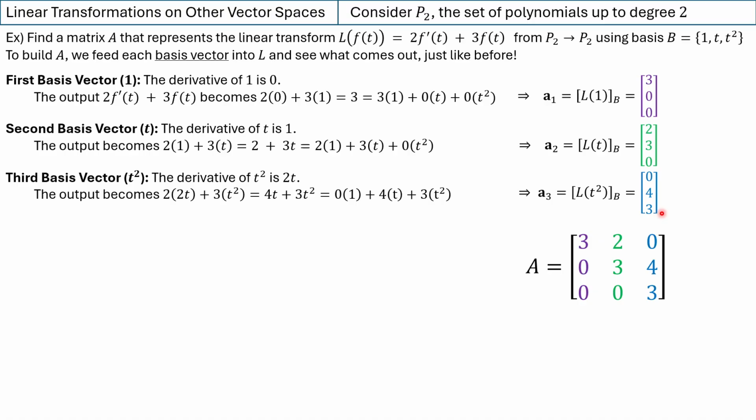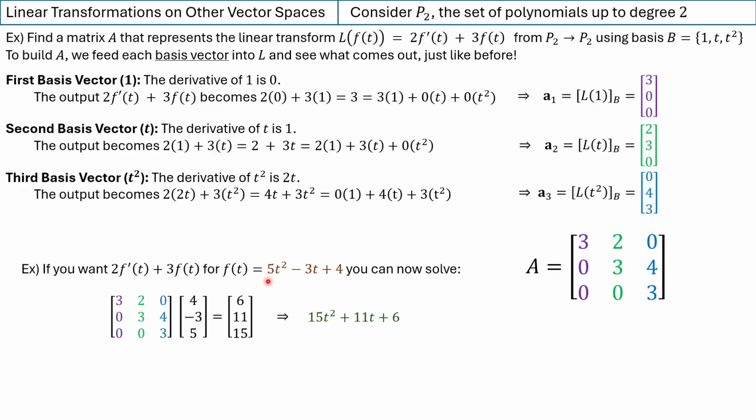Now all we have to do is put these columns together side by side and we get our matrix A. We have now successfully converted a derivative function into a matrix, all right? So why do we want to do this? Why is this so special? Because now we can solve calculus problems using only multiplication. If we want to transform, for example, this complex polynomial, we just turn its coefficients into a vector and multiply. So if we wanted, for example, the function 5t squared minus 3t plus 4, and we wanted 2 times its derivative plus 3 times the original function, all you have to do is do a matrix multiplication.